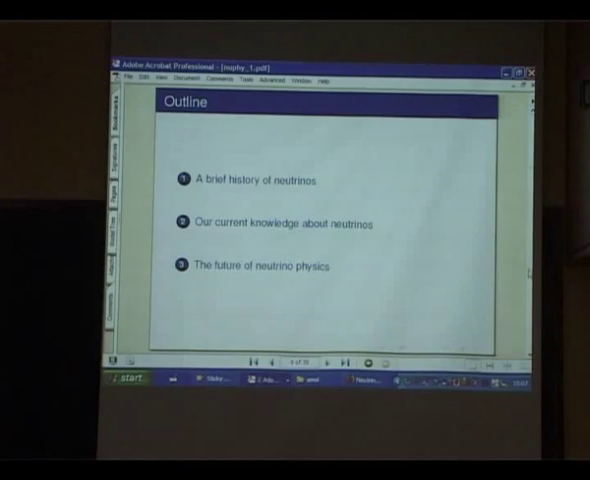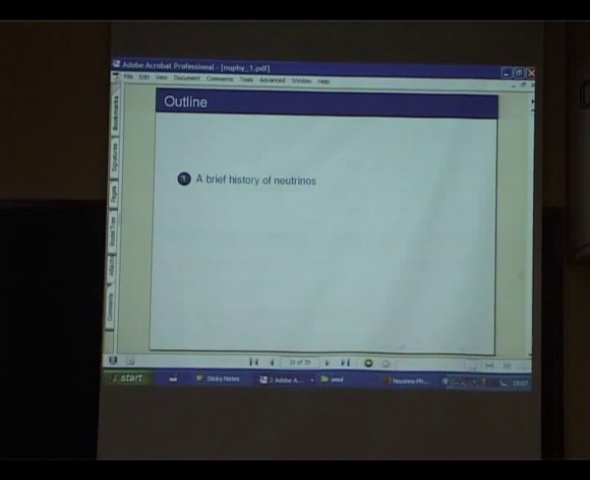So what I will tell you today is a brief history of neutrinos, starting from their discovery, the puzzles with solar neutrinos, puzzles with atmospheric neutrinos, how they were solved, and so on. And I will tell you what our current knowledge is and what the future is. So this is going to be more of an overview of what we are going to cover in this course.